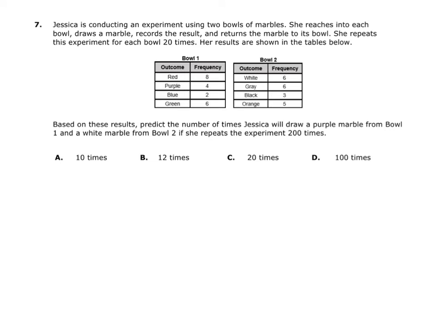So let's figure that out. Purple is right here. We know there's a total of 20 because it told us. So we can write 20 total. So the probability would be 4 out of 20 for the first bowl. And then it says a white marble from bowl 2. So white marble is here. That's 6. So there's 20 total. Sorry, cannot spell. 20 total. So that would be 6 out of 20.